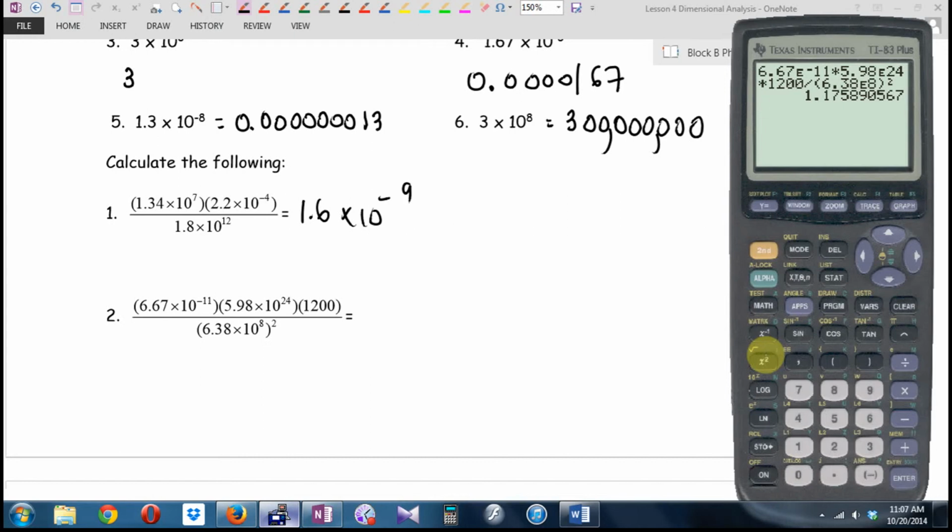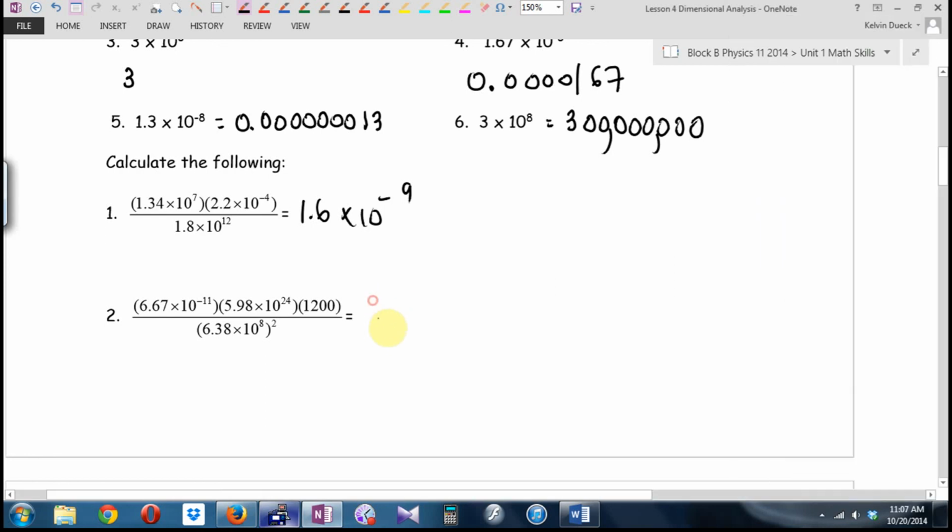Hey, how many sig figs? 6.67 times 10. By the way, are you seeing the nice thing about scientific notation? Sig figs are easy. How many sig figs in this first number? 3. How many sig figs in the second number? 3. How many in the third number? 2. How many in the bottom number? What was the fewest? We're multiplying and dividing, so I guess to 2 sig figs. So my answer is not going to be 1.1758. What am I going to write? 1.2.